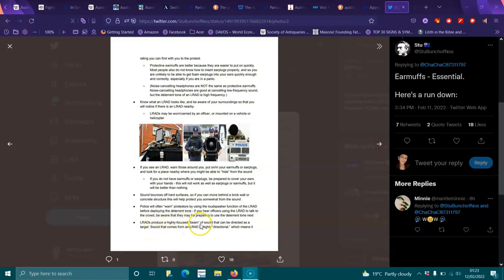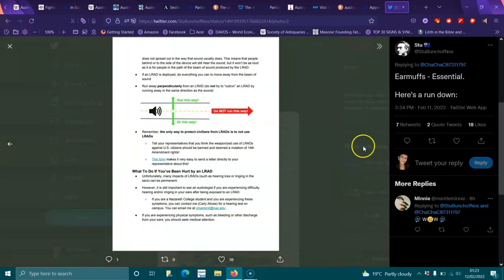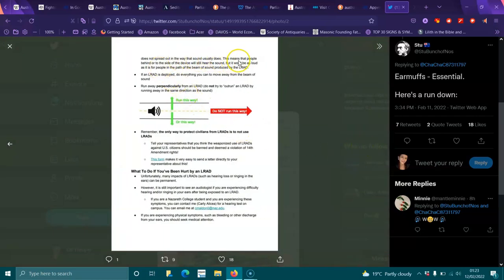An LRAD produces a highly focused beam of sound that can be directed at a target. It's highly directional, which means it does not spread out the way that sound usually does. People behind or to the side of the device will still hear the sound, but it won't be as loud as it is for the people in the path of the beam. If an LRAD is deployed, do everything you can to move away from the beam of sound. Run away perpendicularly from the LRAD. Do not try to outrun it by running in the same direction as the sound. So, yeah, run opposite.